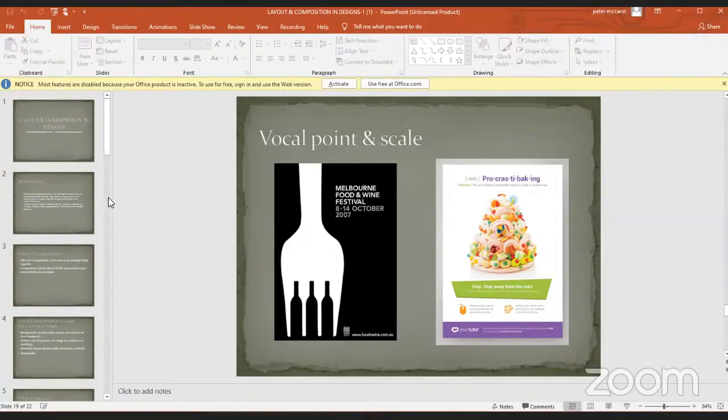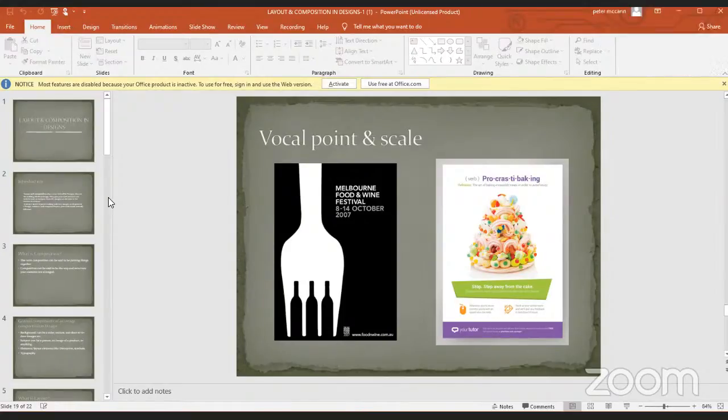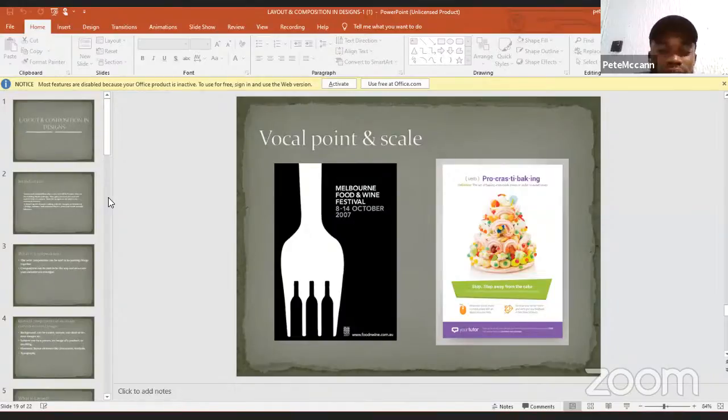The symmetrical is the first one. So what do we understand by symmetrical? How do we think a symmetrical design should be when it comes to composition? It should be centralized at the focal point. That's fine. What about the asymmetrical? Another person.